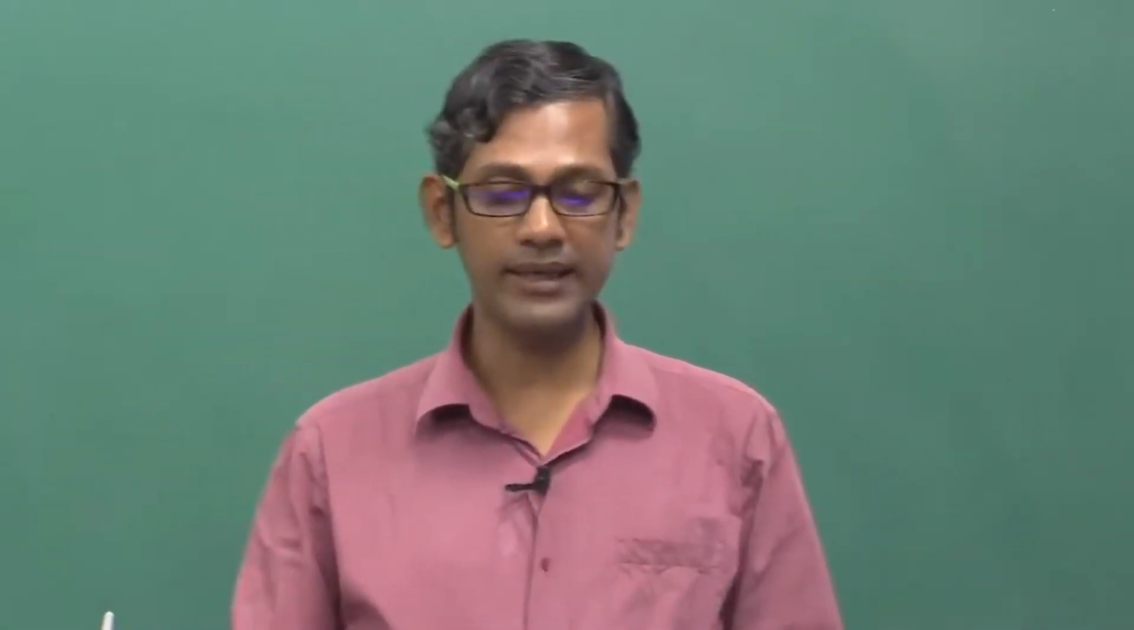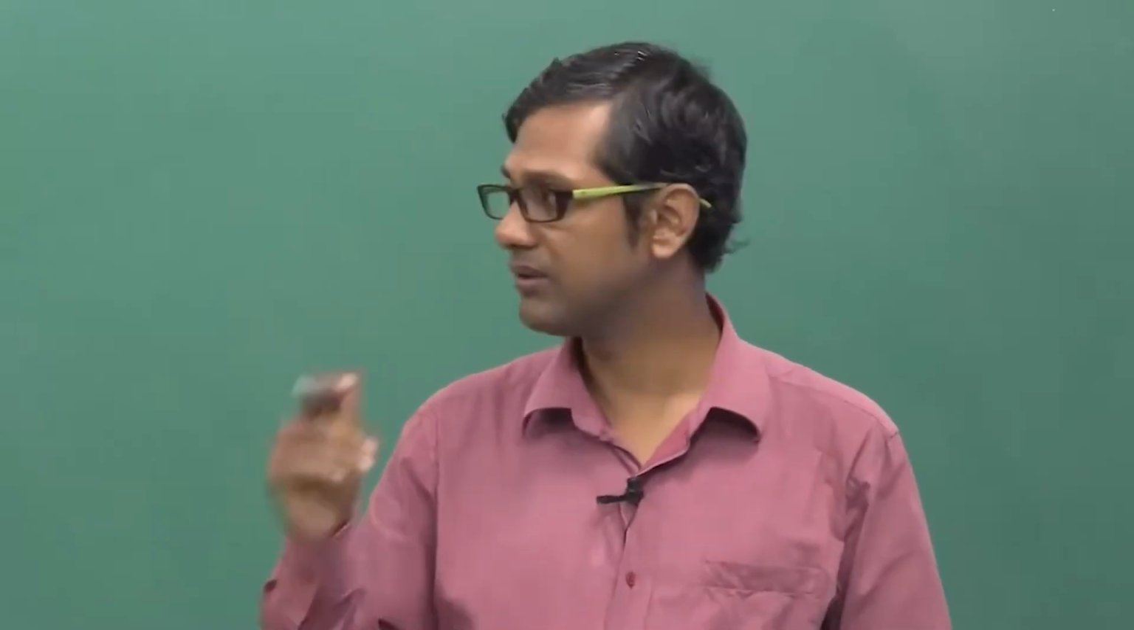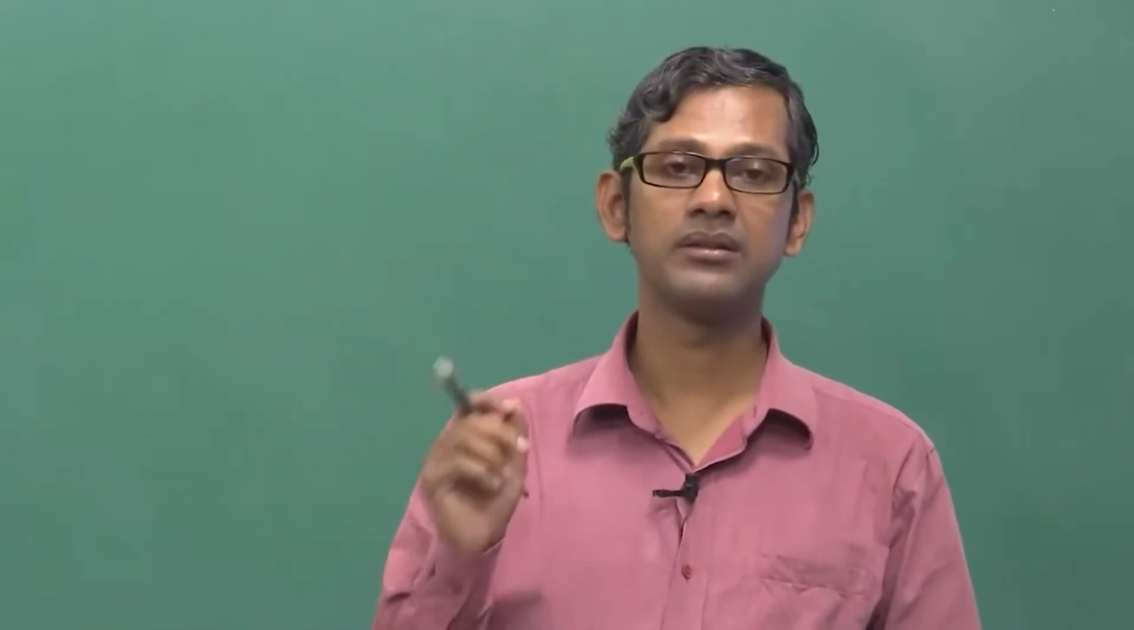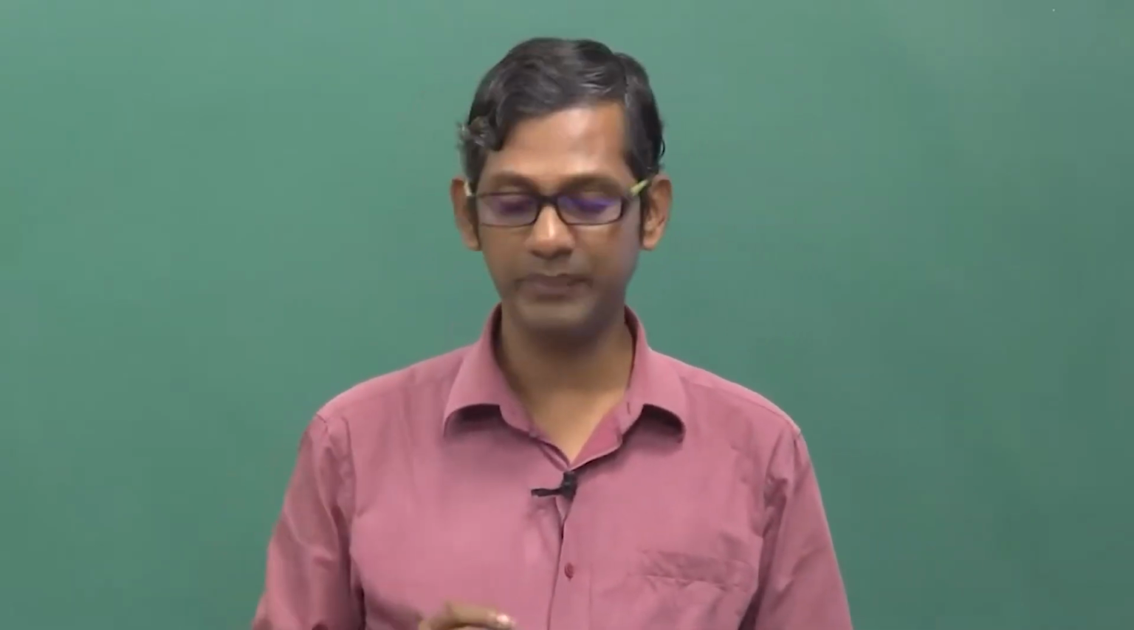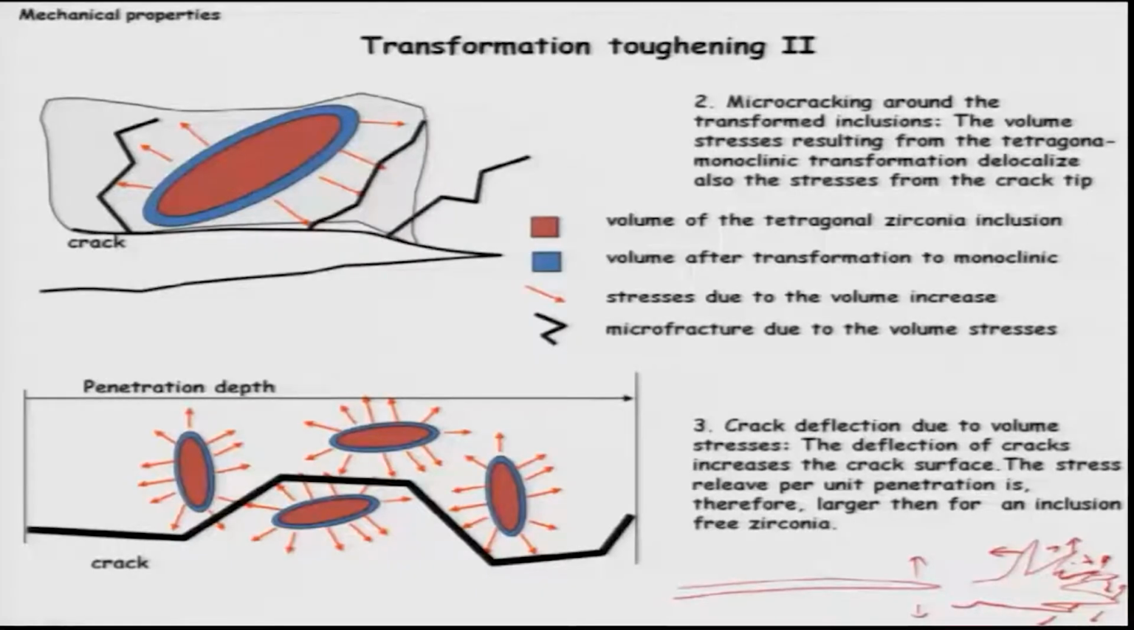If I have micro cracking around the transformed inclusions, micro cracking means a very small level of cracking. This one I have drawn is even bigger, it can be smaller. The volume stresses resulting from the tetragonal to monoclinic transformation delocalize the stress from the crack tips. Simple, the same idea.